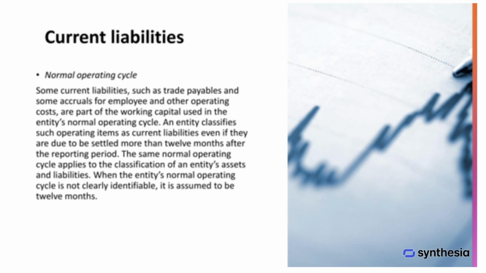Some current liabilities, like trade payables and certain accruals for employee and other operating costs, are considered part of the working capital used in an entity's normal operating cycle. These operating items are classified as current liabilities, even if they are due to be settled more than 12 months after the reporting period. The same normal operating cycle principle applies when classifying both assets and liabilities. If an entity's normal operating cycle is not clearly identifiable, it is assumed to be 12 months.